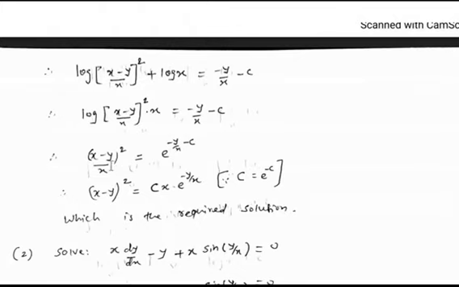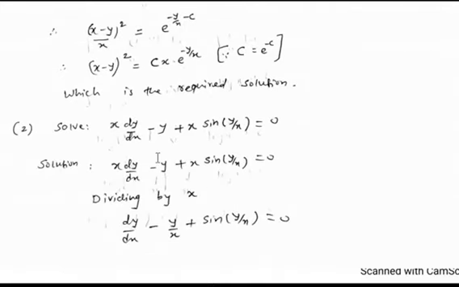So now taking this x towards the right hand side, applying the concept of cross multiplication, we have x minus y the whole square equals C into x into e raised to minus y by x, where this capital C is e raised to minus c, right? So this is the required solution.